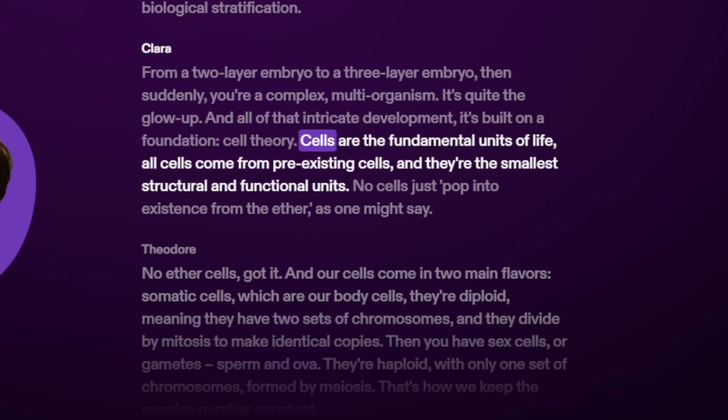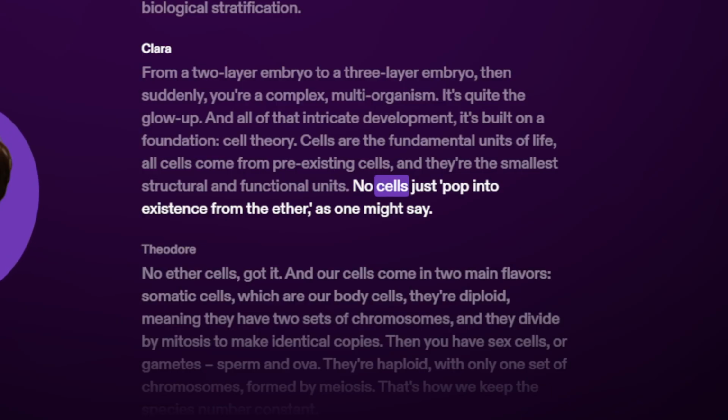And all of that intricate development, it's built on a foundation. Cell theory. Cells are the fundamental units of life. All cells come from pre-existing cells, and they're the smallest structural and functional units. No cells just pop into existence from the ether, as one might say. No ether cells. Got it.